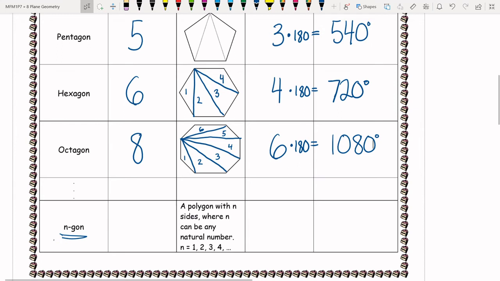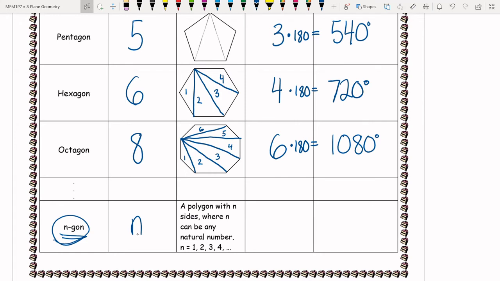So I want you to imagine an n-gon. What is an n-gon? N just stands for number of sides. So n-gon means a polygon with any number of sides. And of course, those numbers have to be natural numbers like 1, 2, 3. We can never talk about having sides that are decimal, like 1.5 sides of something, for example. So we're going to label the number of sides for any polygon as n, right? Because n could be any natural number.